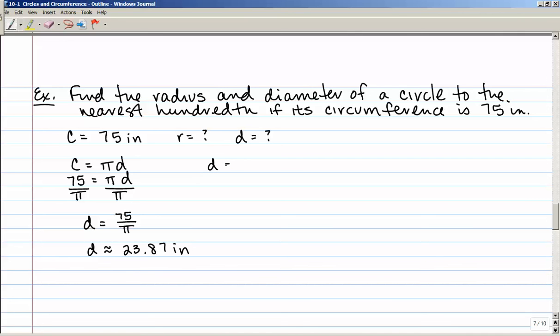To find the radius, I could just cut that in half or show you how to use the other formula. The diameter equals 2 times the radius. Oh, actually, that is what I'm doing. The diameter is 2 times the radius. So 23.87 equals 2r. Divide both sides by 2. And the radius is approximately equal to 11.94 inches.